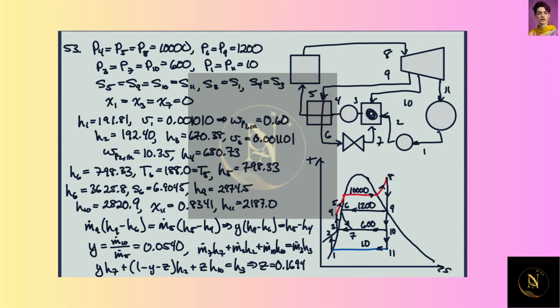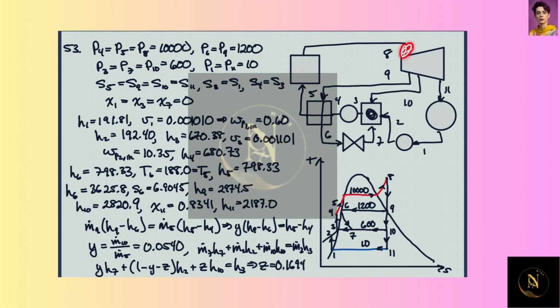a closed feed water heater here. So this pump pumps it up to the boiler pressure and feeds it in here. So we have a kind of complicated TS diagram where we have a feed coming off at 9, at 10, and then 11 is the exit.